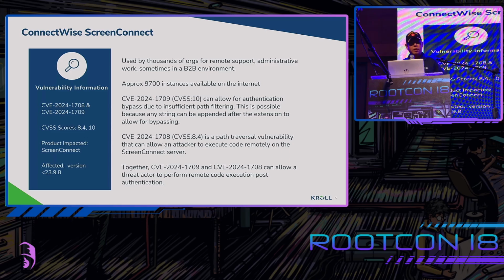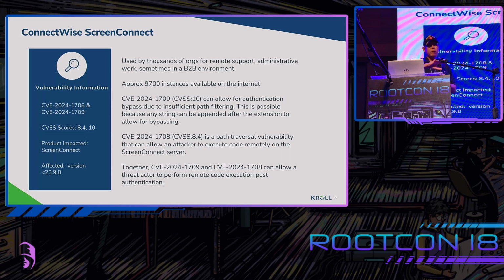Our colleague, Chris Leach, one of our analysts, discovered this particular vulnerability, which led to two vulnerabilities. One is CVE-2024-1708, which has a CVSS score of 8.4. And it's quite high, right? It's a path traversal vulnerability, which allows an attacker to execute code remotely on the ScreenConnect server.